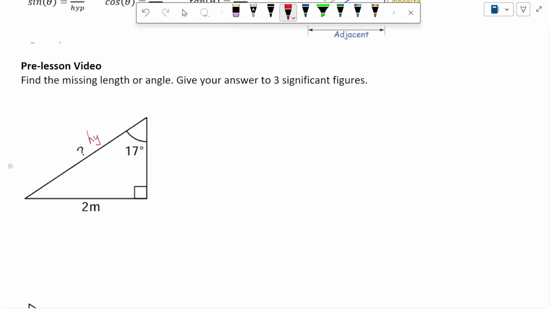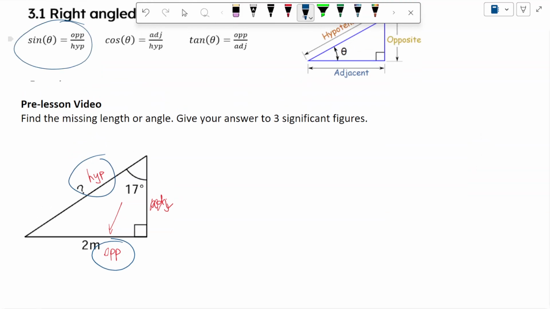So you label them: hypotenuse being the longest side. The adjacent is the one that's sort of next to the angle, but not the hypotenuse. And then the opposite is across from the angle, just like that. Now, the adjacent we don't really care about on this triangle because it's not a side we know or a side that we're trying to find. So we're looking for a trig ratio here that has the opposite and the hypotenuse. That's going to be our first one here, sine.